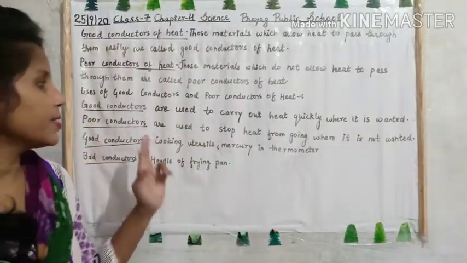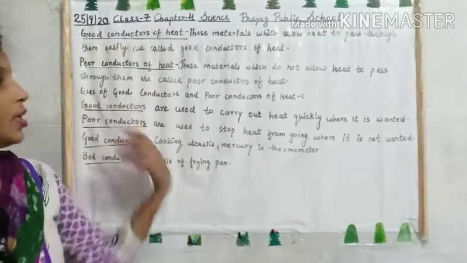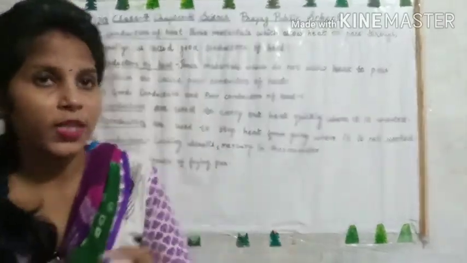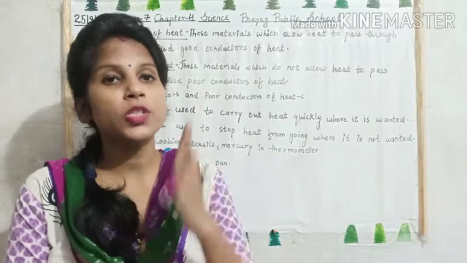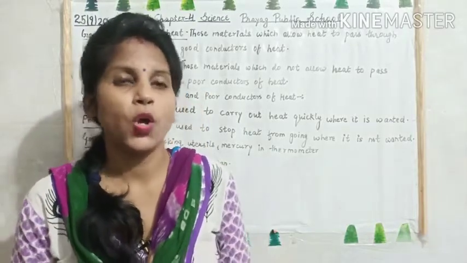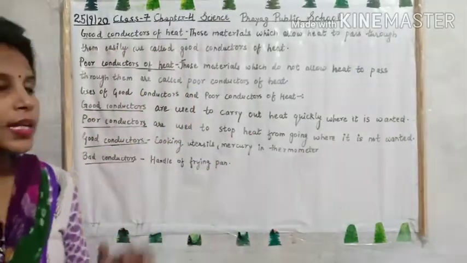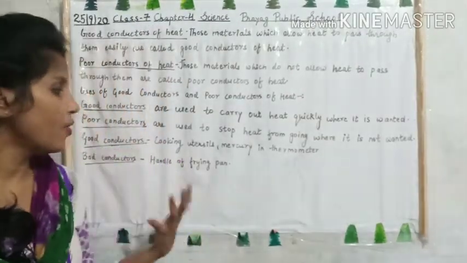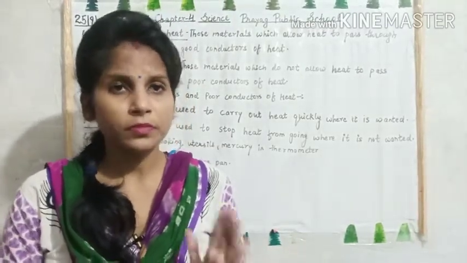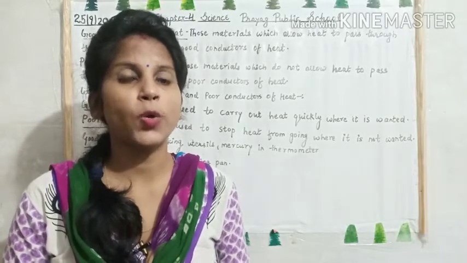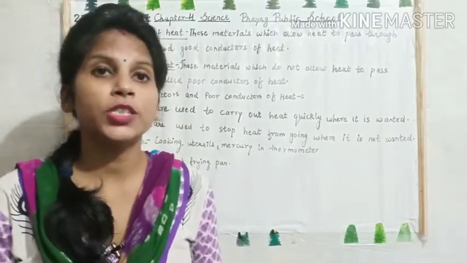Now poor conductors are used to stop heat flow, heat from going where it is not wanted. तो जो good conductors होते हैं वो heat को quickly transfer करते हैं जहाँ पे उसकी जरूरत है. वहीं पे poor conductors या insulators क्या करते हैं, heat को stop करते हैं जहाँ पे उनकी जरूरत नहीं है. Okay, so that is the difference between conductor and insulator. Okay, now bad conductors का heat हम use कहाँ करते हैं, in the handles of frying pan, of cooking utensils, ताकि heat transfer ना हो. Okay, so what are conductors? Conductors are materials which allow heat to pass through them. And what are insulators? Insulators are materials which do not allow heat to pass through them.